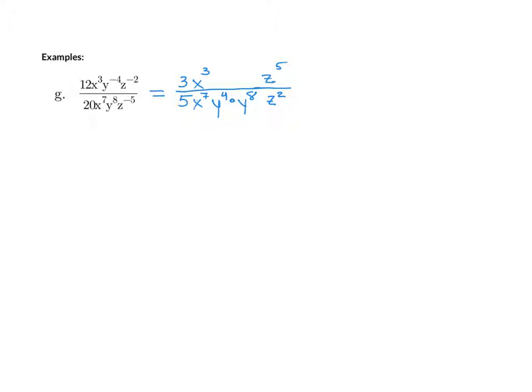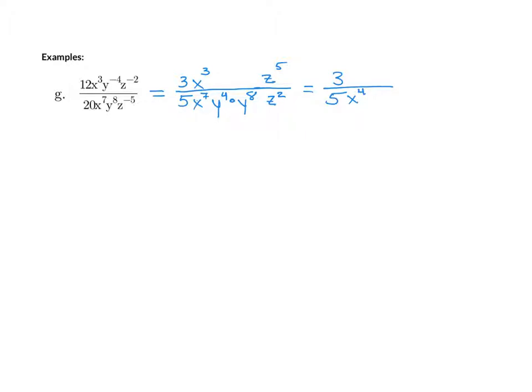Okay, from here, we want to go ahead and simplify. So if they're on opposite sides, we're going to subtract. If they're on the same side, we add. So we still have our 3 over 5 for our numbers. For my x's, I want to do 7 minus 3, giving me x to the 4th. Since my larger exponent is on the bottom, my answer will be on the bottom.